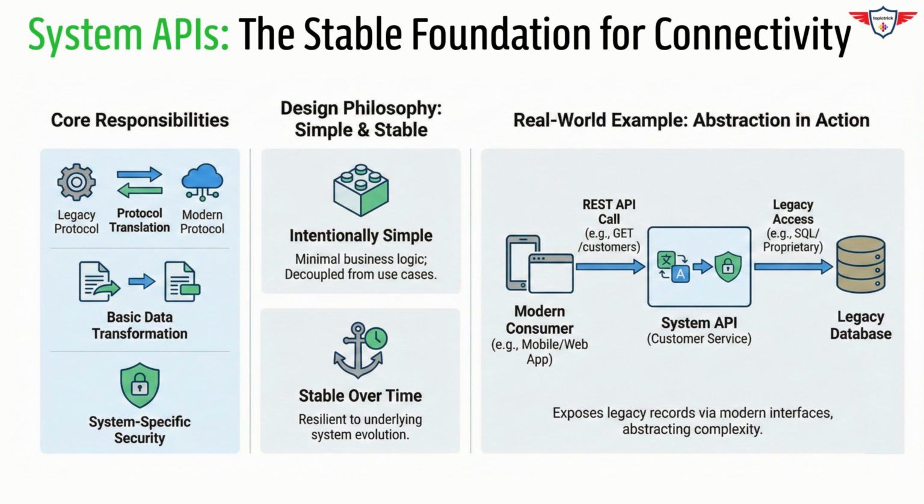They are intentionally simple. Business logic is kept to a minimum to avoid coupling the API too tightly to specific use cases. This makes System APIs stable over time, even as the underlying systems evolve. In practice, a System API might expose customer records from a legacy database using modern RESTful interfaces without requiring consumers to understand the database schema or access methods.